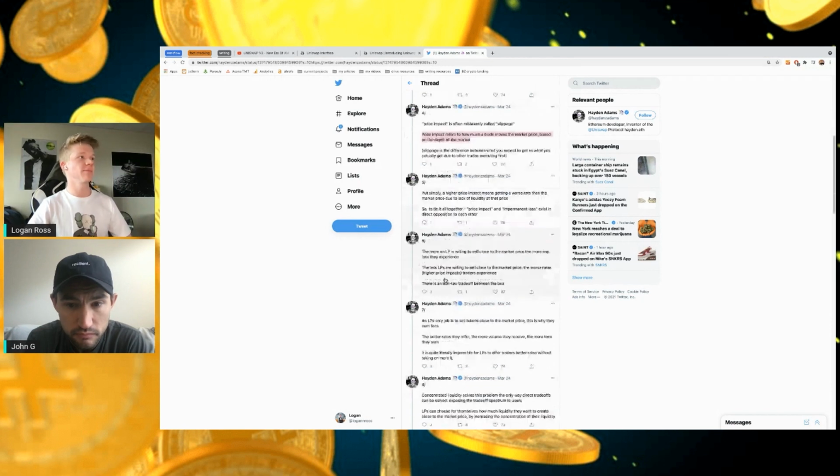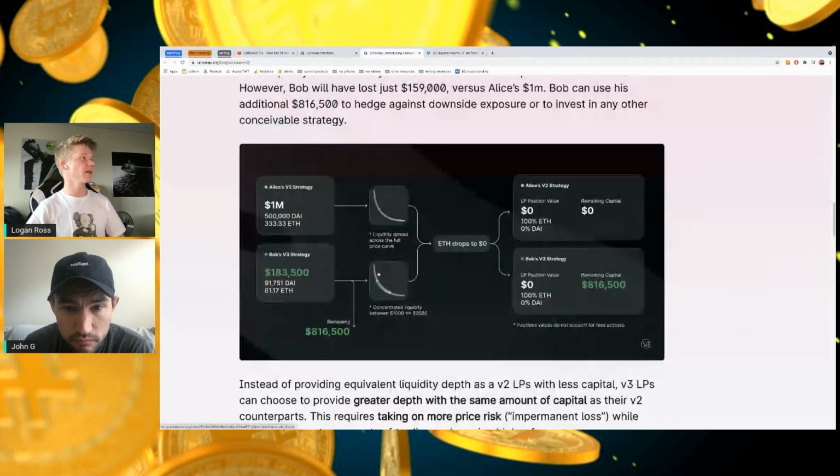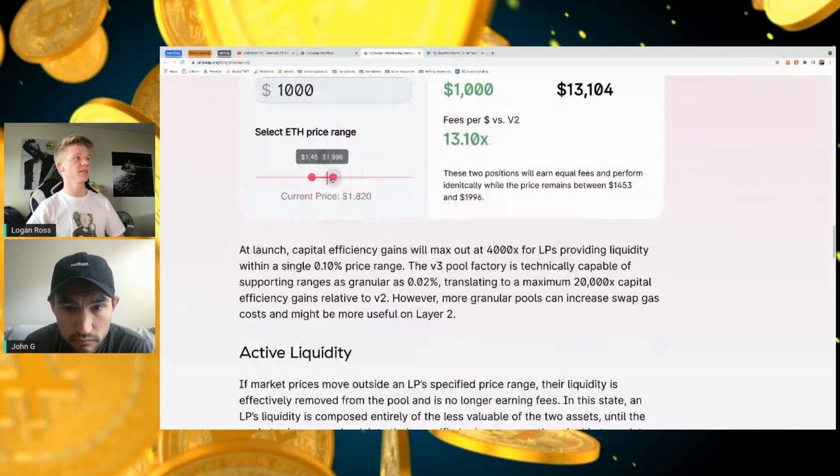So price impact and impermanent loss exist in direct opposition to each other, which doesn't really seem intuitive at first. But the more a liquidity provider is willing to sell close to the market price, the more impermanent loss they experience. So say you're only willing to provide liquidity at $100 over the current price. Say ETH jumps up to here, you're going to miss out on all gains. So that's the impermanent loss. That's what you're exposing yourself to, and that's why you're able to earn these higher fees.